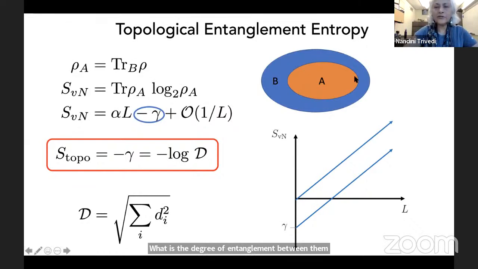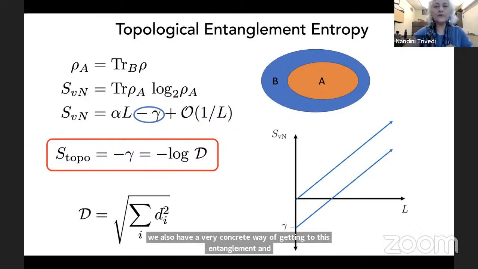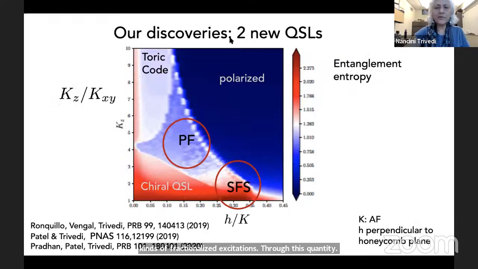Clearly it should scale as the boundary, but if there is this topological order, there is a reduction in that entanglement by an amount gamma, and all the information about the different kinds of fractionalized excitations is sitting in that gamma. So we also have a very concrete way of getting to this entanglement and the kinds of fractionalized excitations through this quantity. I'll just end with this one result from our group, where we have looked at that Kitaev model in a field, and also we can change the anisotropy of the bonds. And it's a very rich phase diagram.